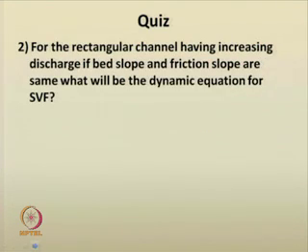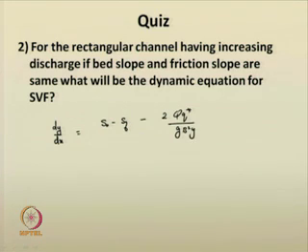Next question: for the rectangular channel having increasing discharge, if bed slope and friction slope are same, what will be the dynamic equation for SVF? Just write for the increasing discharge, dy by dx is equal to S0 minus SF minus 2 q q star by g, v squared y squared by 1 minus q square T by g A cube, or g b q by q. That also you can write like that.